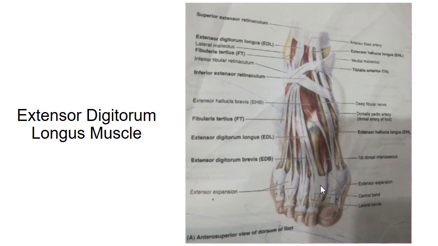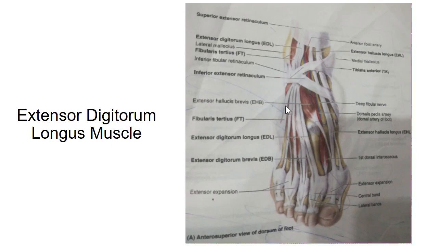This dorsal expansion further divides into three bands, a central band and two lateral bands. This central band becomes inserted into the base of middle phalanx, as you can see here, and the two lateral bands converge to become inserted into the base of distal phalanx. This is the central band inserted into the base of middle phalanx, and these lateral bands converge and are inserted into base of distal phalanx.